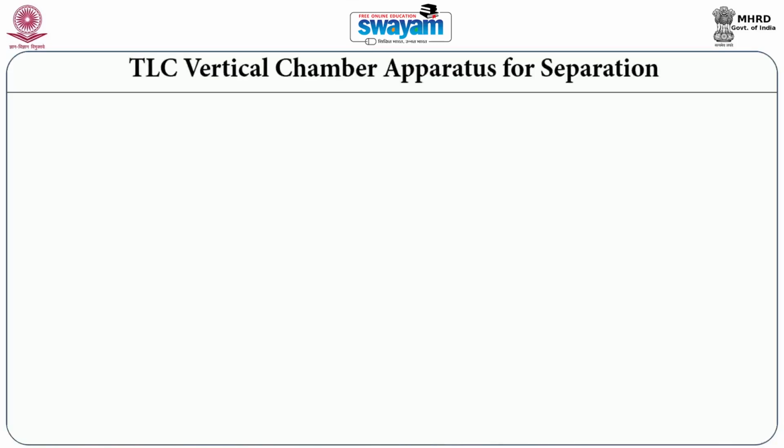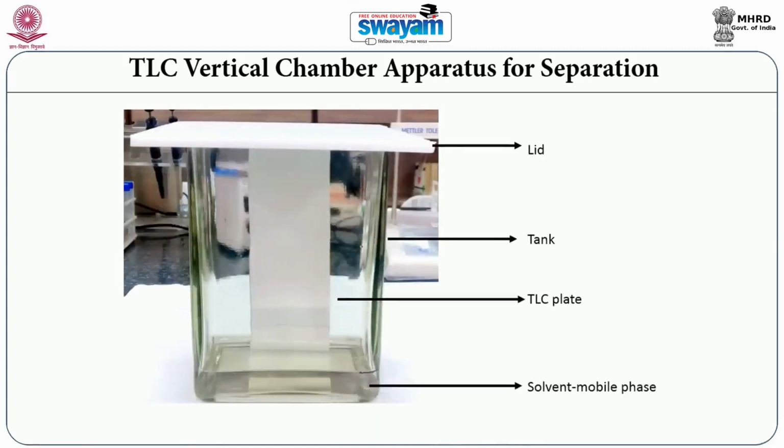Now this is an example. We had shown a schematic earlier, a typical TLC vertical chamber apparatus for separation, and we have been using this, as I said, for separation of the lipid components of high density lipoprotein. And so this is how, as you can see, the solvent has just about moved up to less than a third of the plate on which the separation will be taking place.